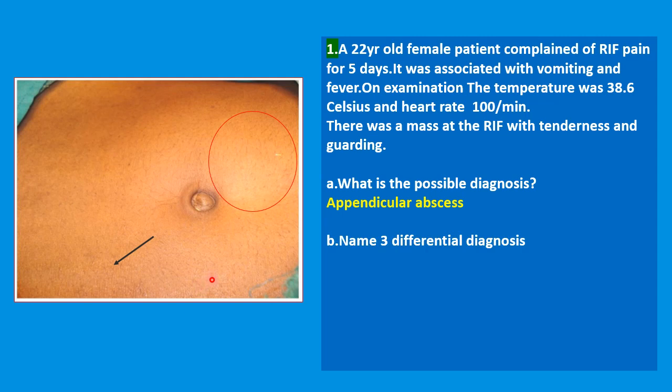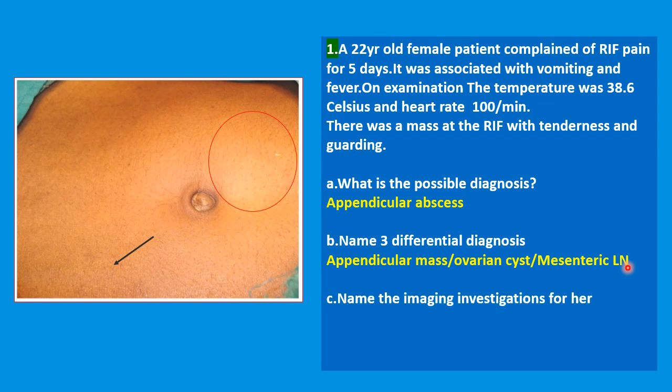Question number 2. Name 3 differential diagnoses for this patient. The answer: acute appendicular mass, ovarian cyst, and mesenteric lymphadenitis. Question C. Name the imaging investigations for her. Imaging investigations are ultrasound abdomen and pelvis and CT scan of the abdomen and pelvis.